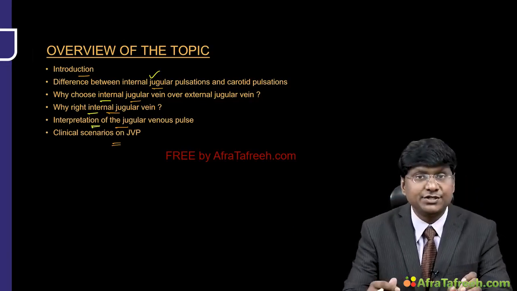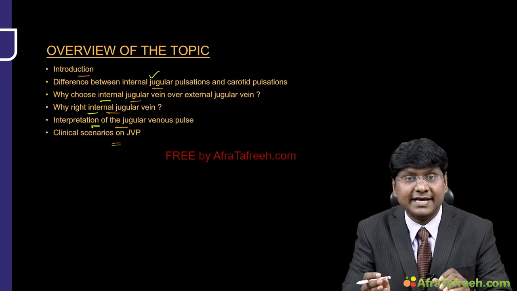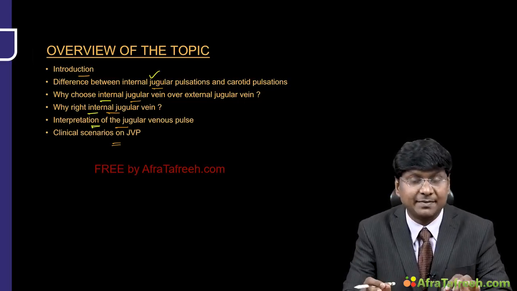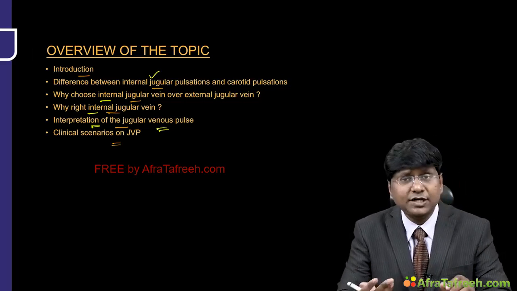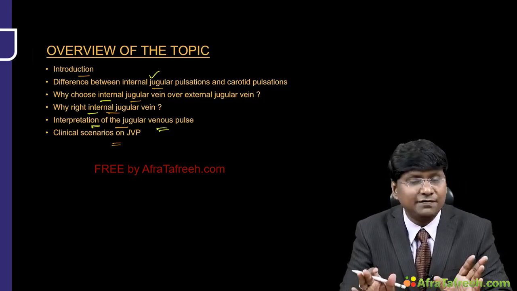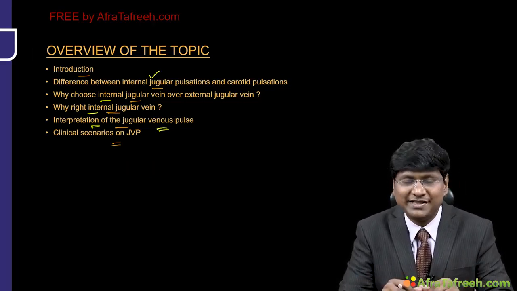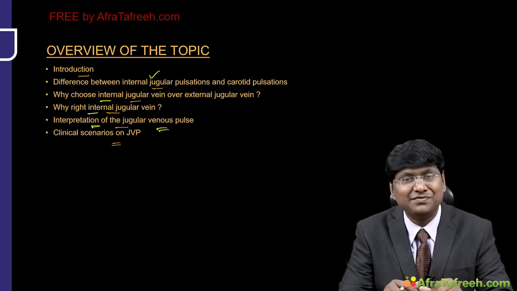And for the interpretation, we have the waveforms like A, C, X, V, Y, and that represents the right atrial pressure changes. And you need to know the abnormalities of the various waveforms. With this, we'll wind up this particular session of the JVP.